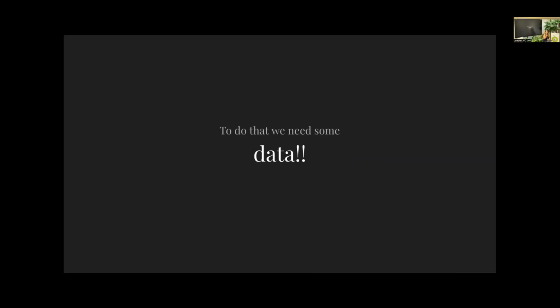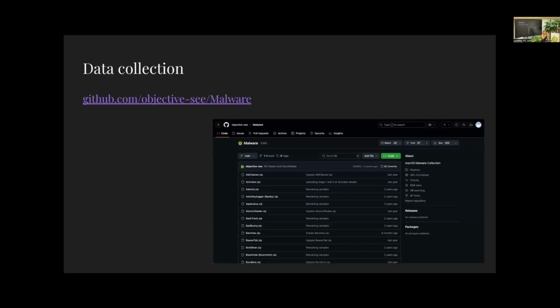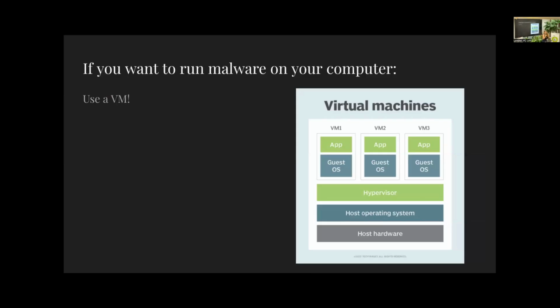But of course, for all of the machine learning and AI projects, we need data first. And I turned to the very trusty source, the Objective-C malware collection, where you have so many malwares to choose from. And I just want to mention it here again, but I'm sure you all know this: if you want to run Mac malware or any malware, use a virtual machine.